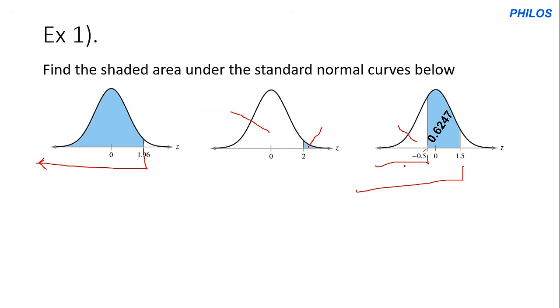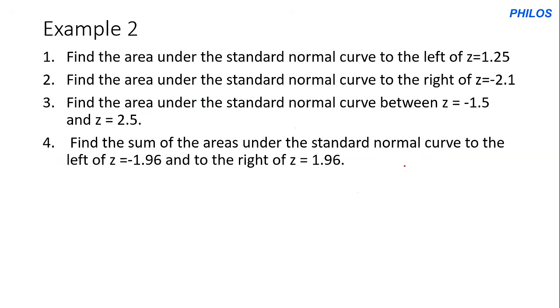So let's look at example 2. Example 2 contains 4 questions. So let's look at how to solve them one after the other. So the first question says, find the area under the standard normal curve to the left of z is equal to 1.25. So to solve this, I'm going to sketch a curve. So I have my curve, but the question says z is equal to 1.25.